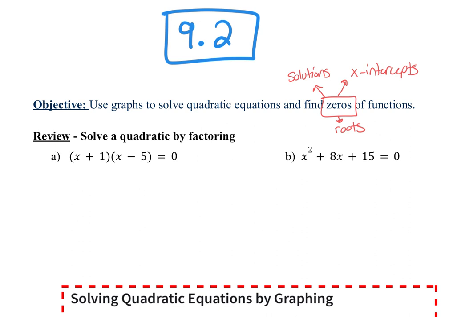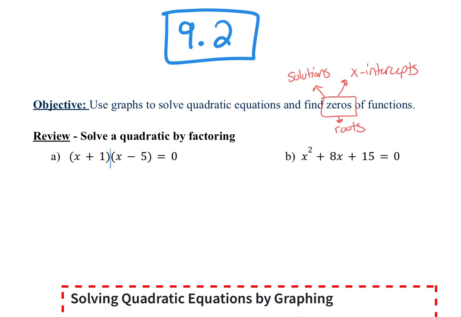What we're going to review first is solving a quadratic by factoring. So A is already in factored form. We have two sets of parentheses, x plus 1 in one, x minus 5 in the other, and it's equal to 0. B is not in factored form. This is standard form, so we'll have to factor him before we solve him. So let's go back to A.